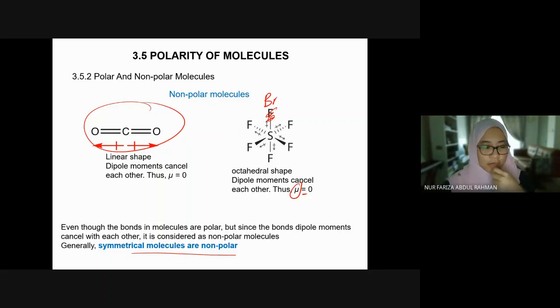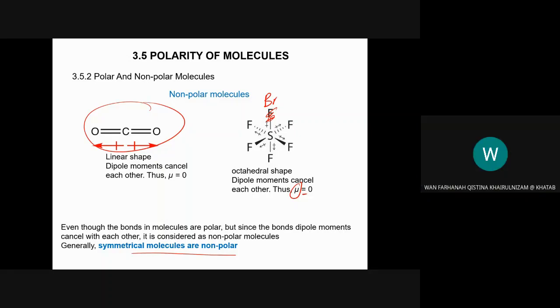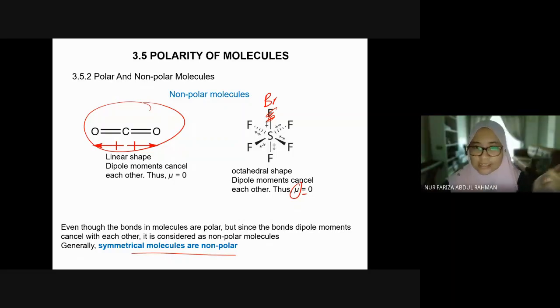Does it become polar or non-polar? Polar. Automatically it becomes polar, because its magnitude is no longer the same. In this case, this one will be cancelled out with this one because it is a straight line. This one can be cancelled out, right? So this side and the other side cancel out.